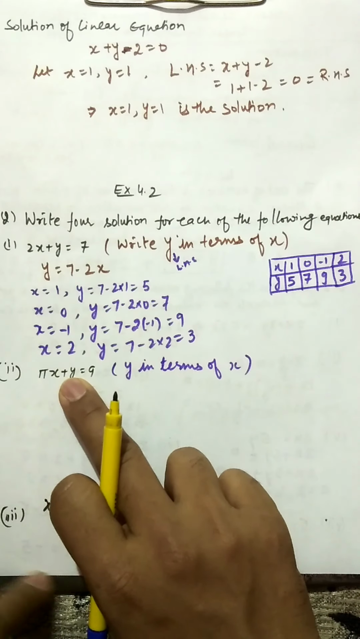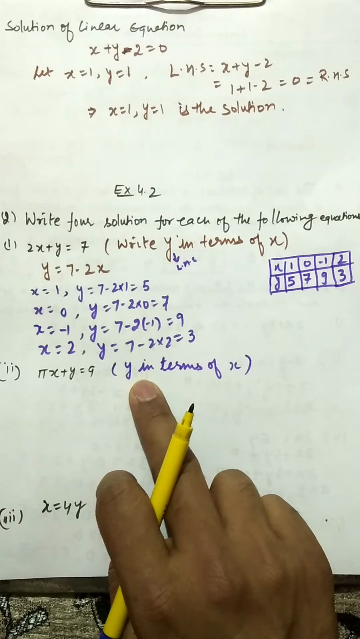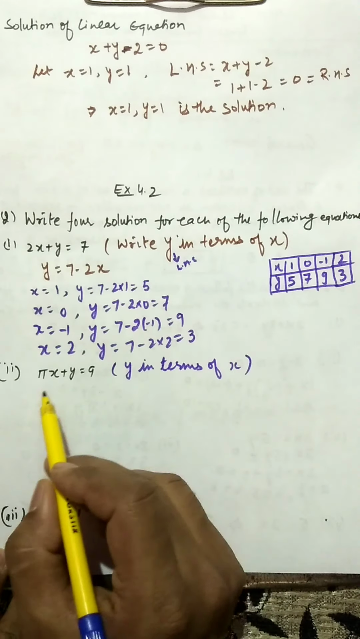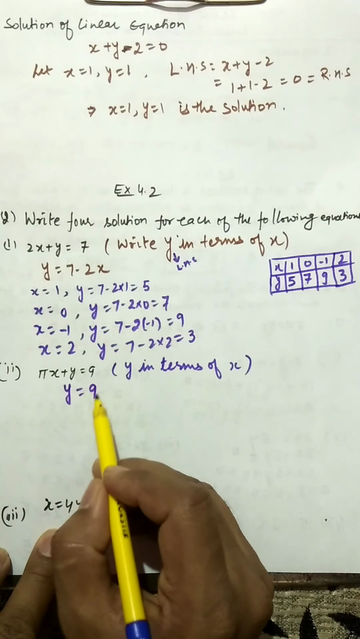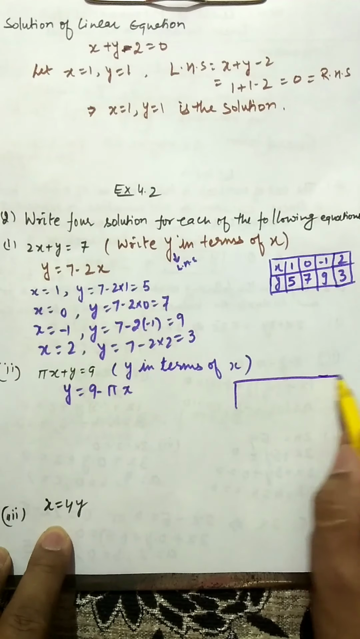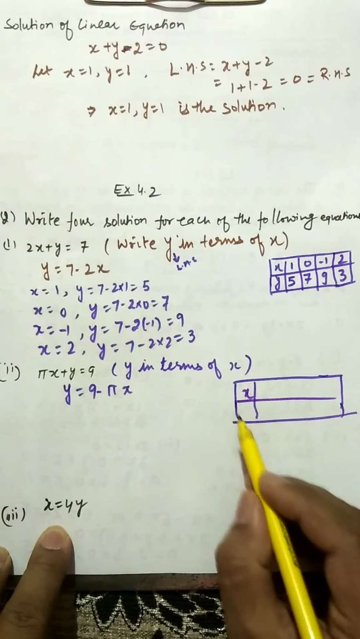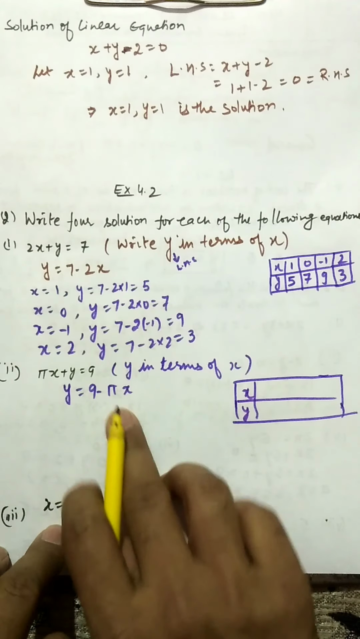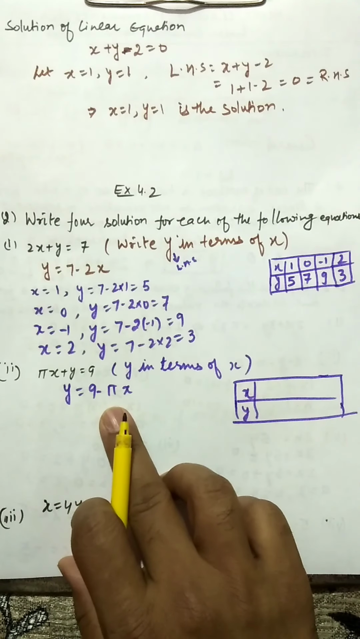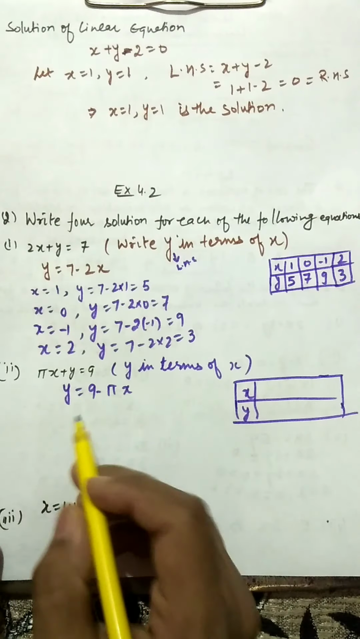Now see this another type, pi x plus y equal to 9. So in this question I am also going to write y in terms of x. So you see that it can be written as y equal to 9 minus pi x. So we'll again make the grid. So this is the grid for x and y. Now you are not supposed to put pi equal to 22 by 7, because this is not given to you. So you will get the answer in terms of pi only. So we start from here.